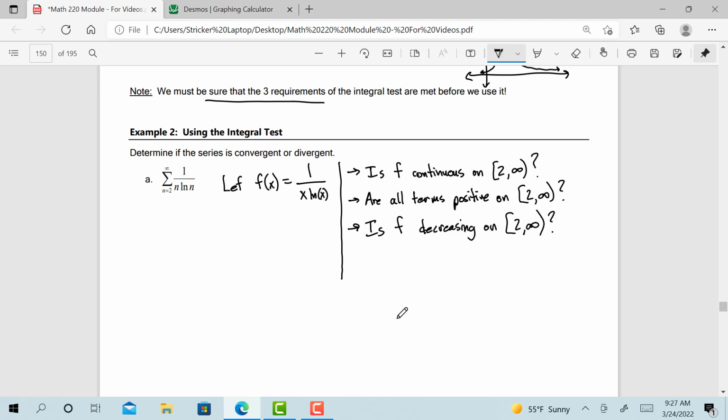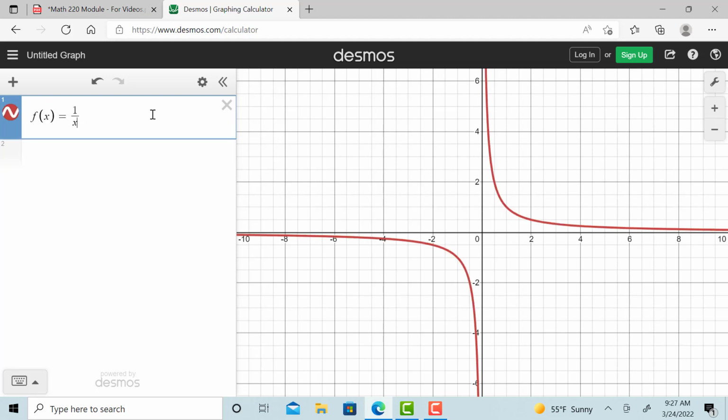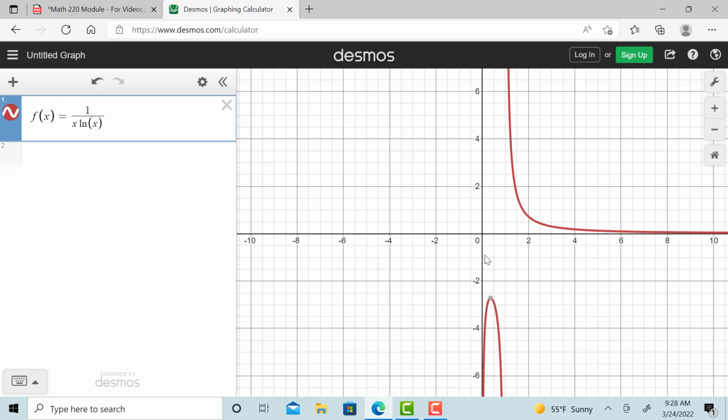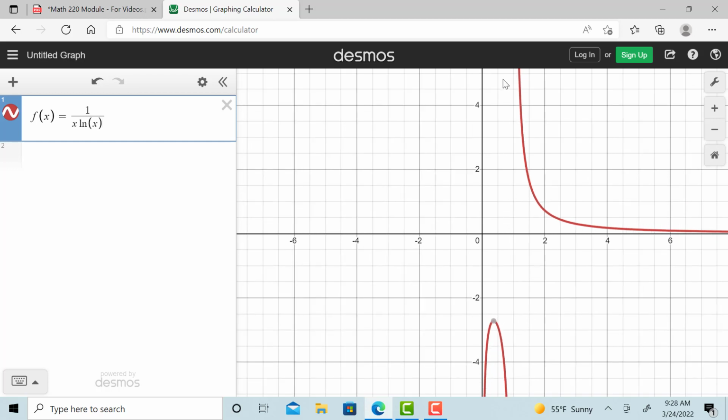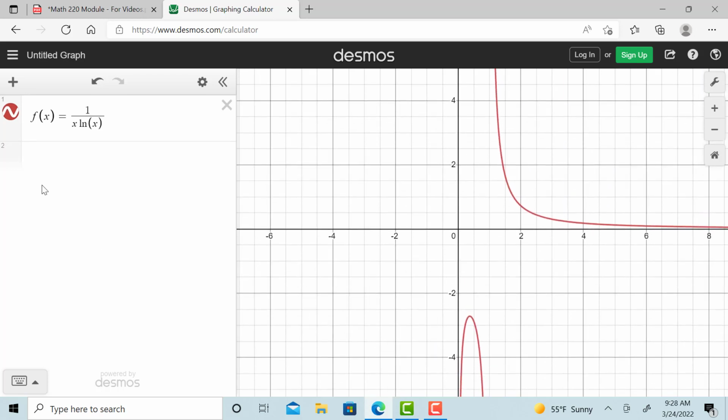So let's go ahead, though, and look at Desmos. So our function is 1 over x times the natural log of x. You'll see that at x equals 1, we have a vertical asymptote. At x equals 0, we also have a vertical asymptote. That's because of, as I said earlier, when you plug in 0 and 1, you get division by 0.